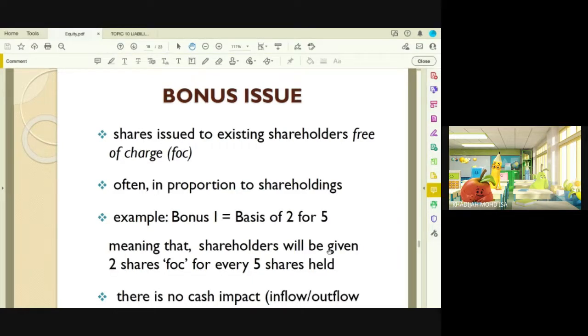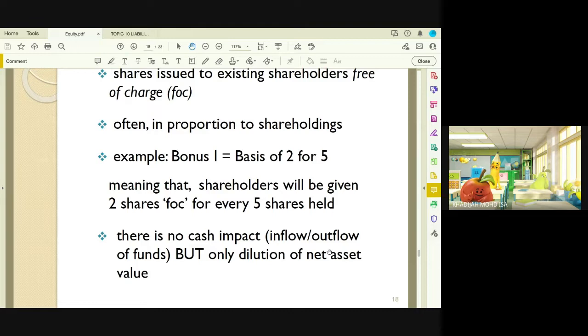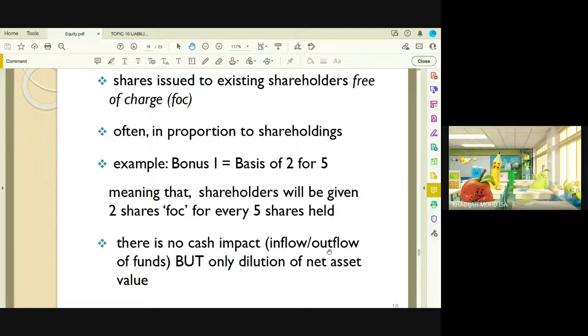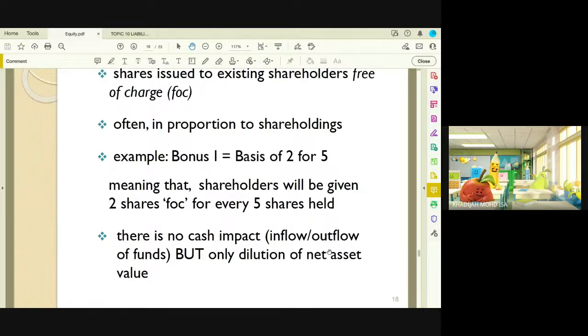Shares issued to existing shareholders free of charge means that the company issues shares to the shareholders, but the shareholders don't have to pay anything for the shares. Normally this is given in proportion to the shareholdings. For example, here the bonus issue is on the basis of 2 for 5. So for every 5 shares that you have, you get 2 bonus shares. Shareholders will be given 2 shares free of charge for every 5 shares held.